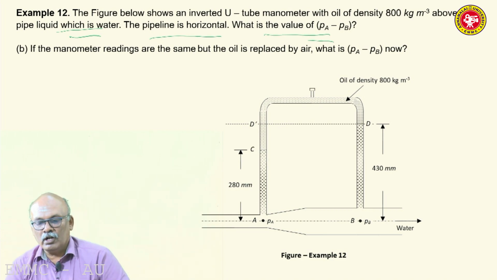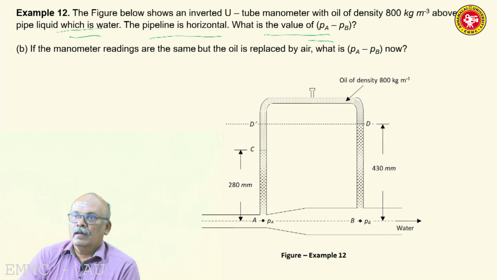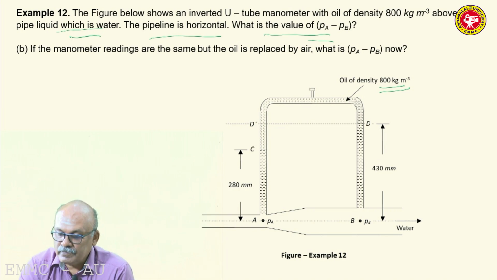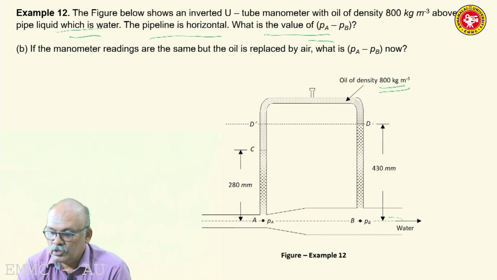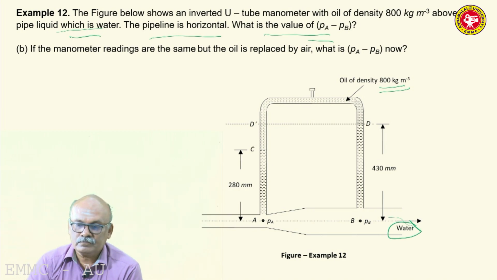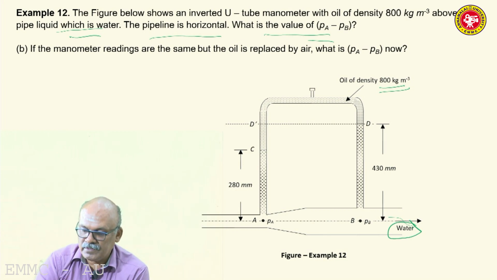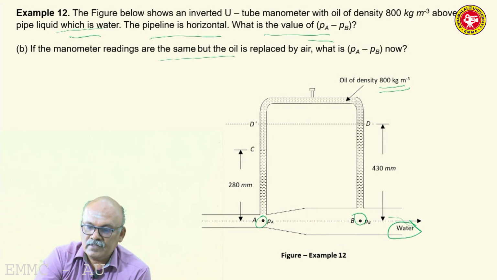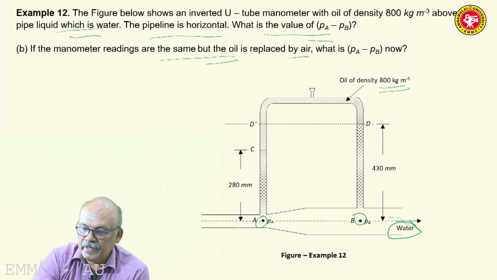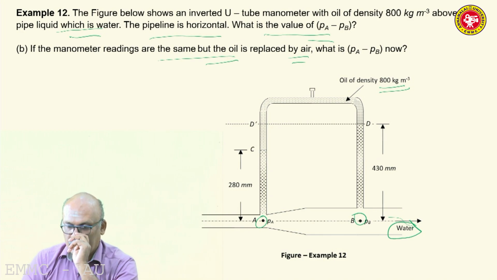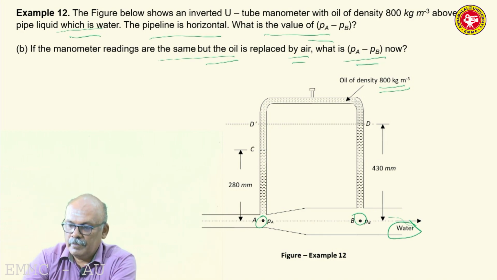So, here we have got a manometric liquid. The manometric liquid is oil of density 800 kg per meter cube, which is lesser than the specific weight of liquid that is flowing through the pipeline, which is water. So, you are asked to find out the pressure difference between the gauge points A and B. If the manometer readings are the same but the oil is replaced by air, instead of oil you have got only air, what is PA minus PB now?